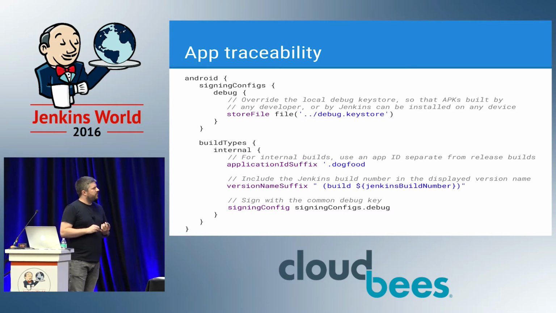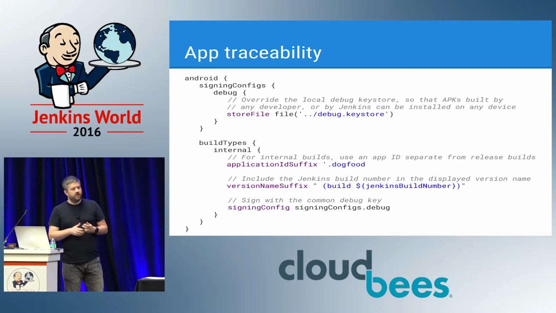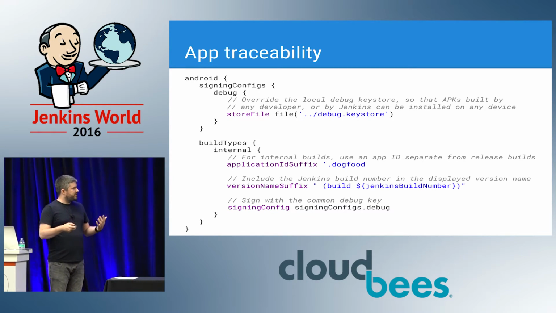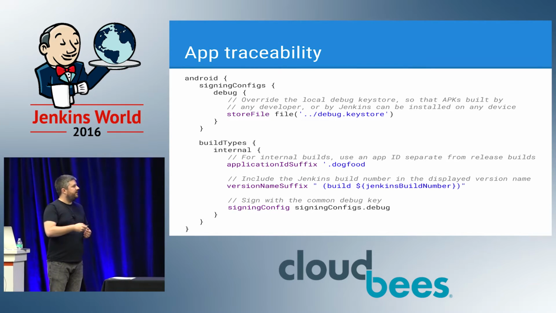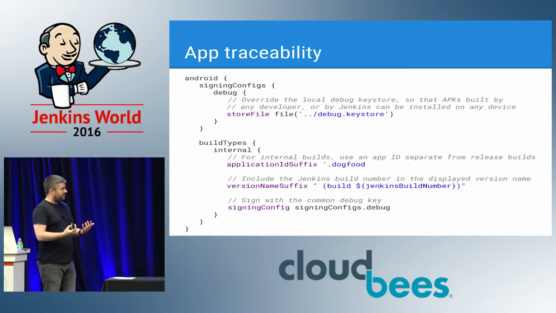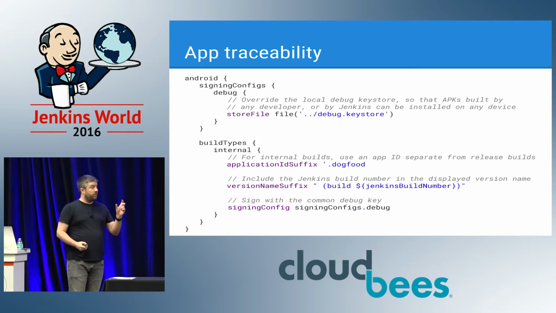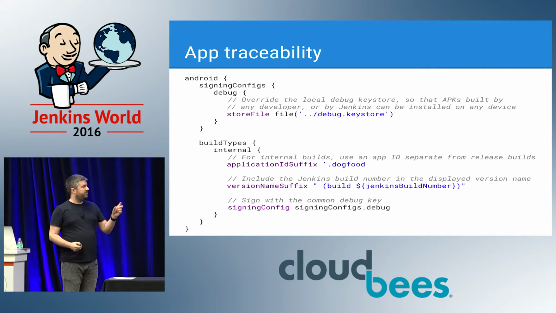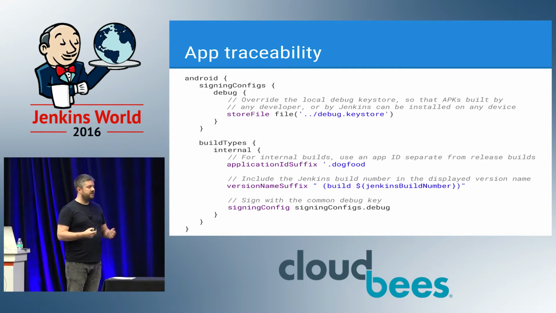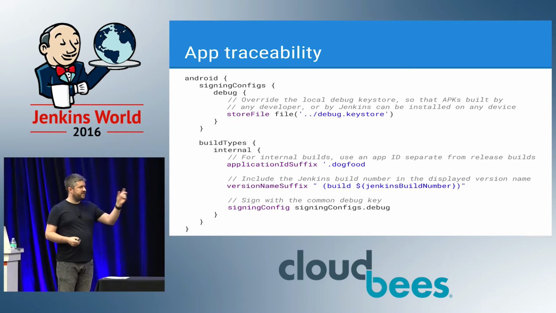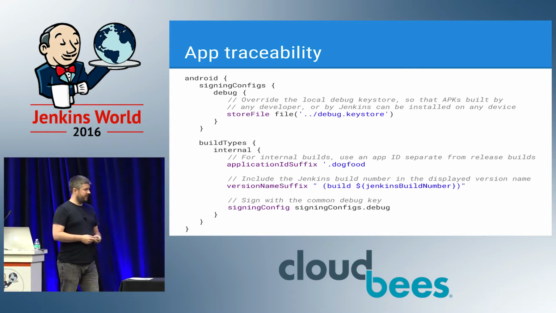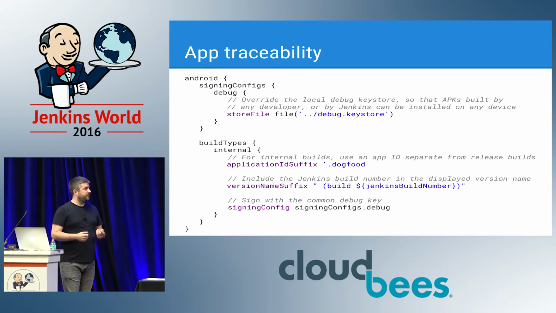Some of this stuff is more of a convenience, but again for traceability, this version name suffix is quite handy. When someone installs the app, instead of just seeing 1.4.0, they'll see 1.4.0 build 17, for example. So this came from Jenkins build 17. And then you can go back to Jenkins and see, OK, build 17 corresponds to this Git commit. So that's how you build traceability in there.